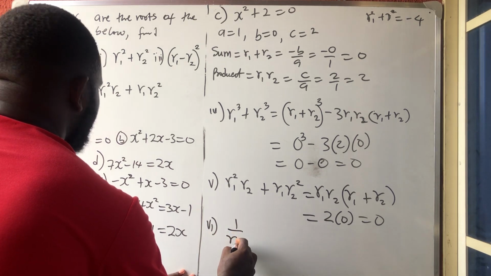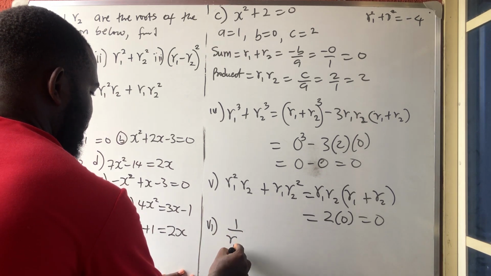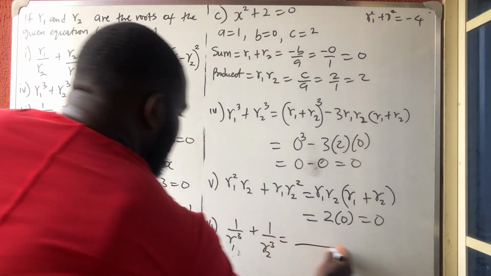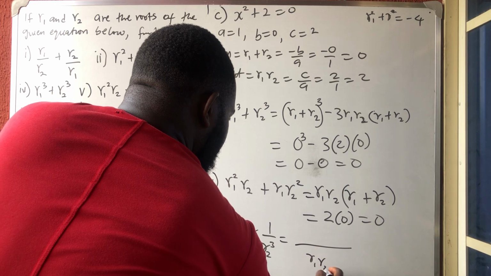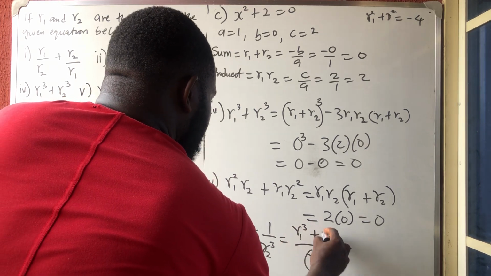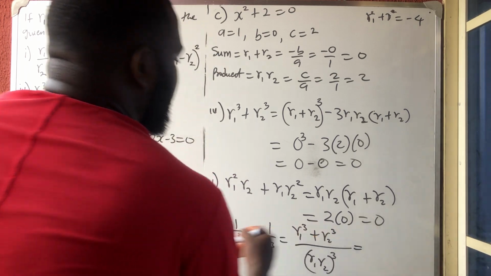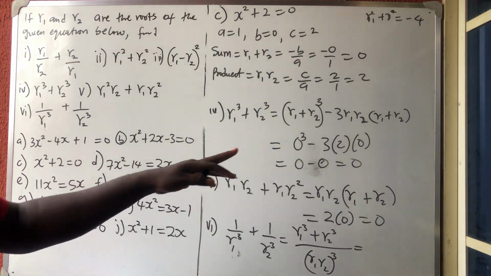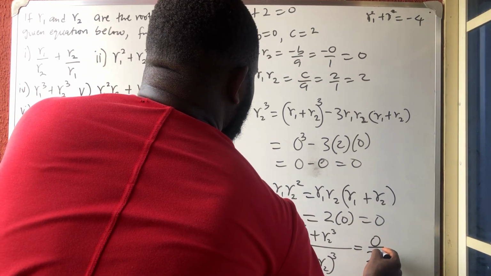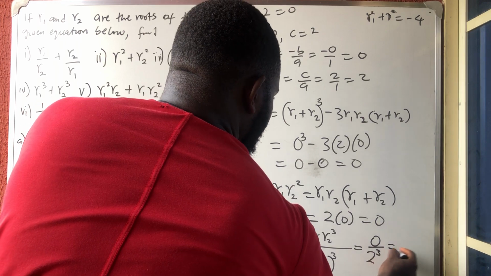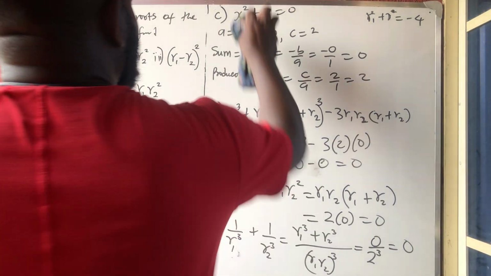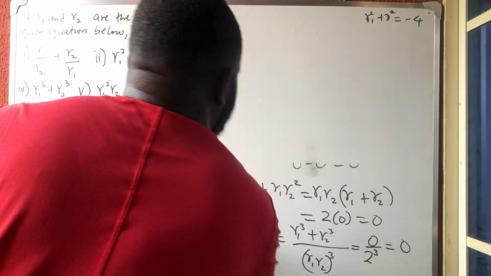So the last but not the least here said VI, which is what? 1 over R1 cube plus 1 over R2 cube. And if you do the LCM, you're going to have R1 R2 all cube. Then here I'm having R1 cube plus R2 cube. And the R1 cube plus R2 cube gave me 0. So 0 over 2 raised to power 3, which is what? 0, because 0 divided by anything is 0. So I'm done with C. Let's go to D.